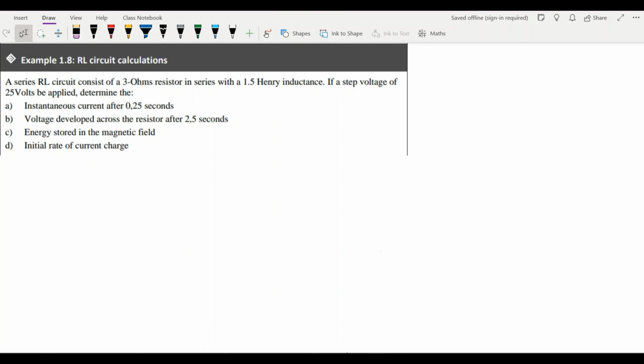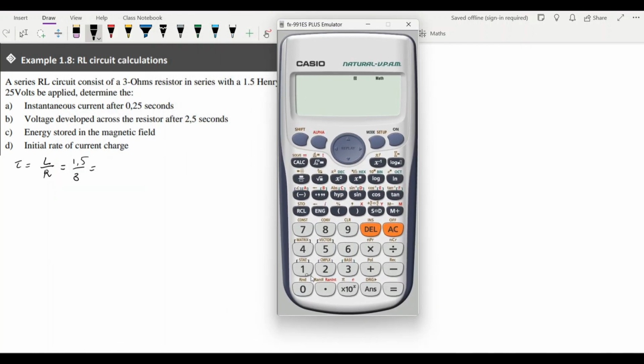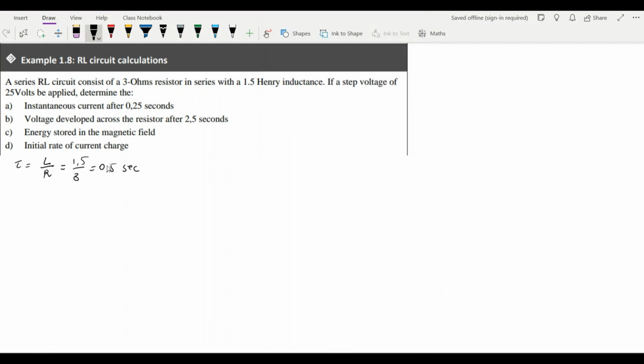Now, before you can start your calculation, the first thing that you must do is to calculate your time constant. For an RL circuit, your time constant will be given by L over R, which is 1.5 divided by 3. Remember, the first thing that you need to do when you enter the exam room is to reset your calculator to its original state. This should give you 0.5 seconds. Now we can begin calculating.